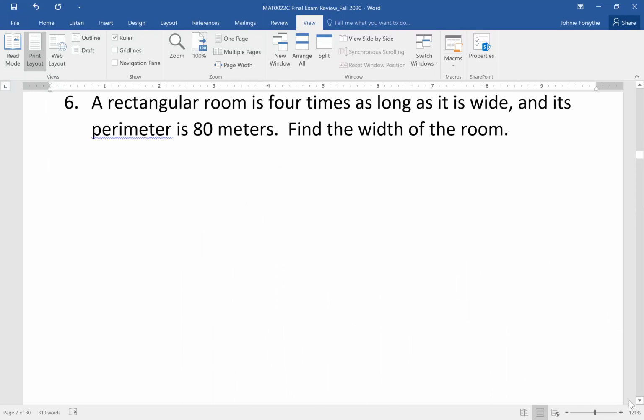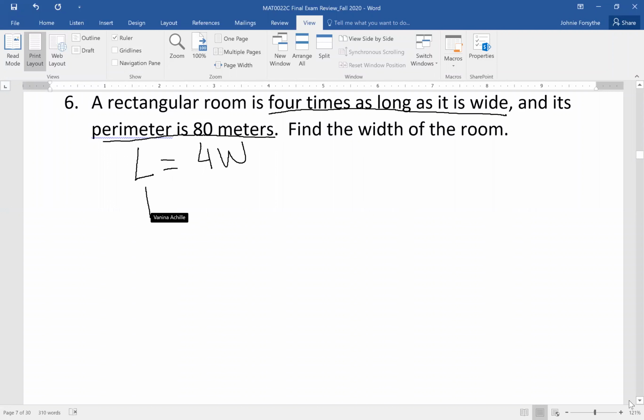Okay, so now we have problem number 6, which is a word problem. I know everybody loves those, me included. So the first thing it says is that a rectangular room is 4 times as long as it is wide. That can be written as such: the length is 4 times the width. We also know that the perimeter is 80 meters.